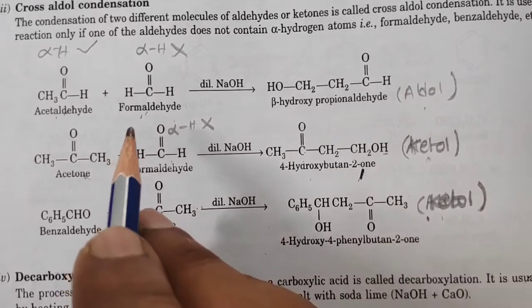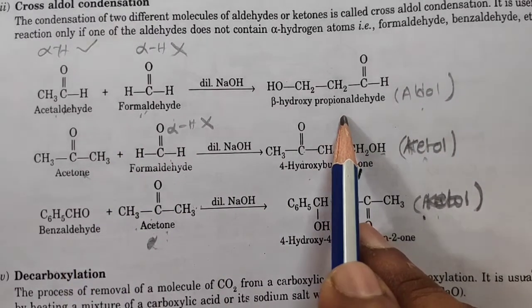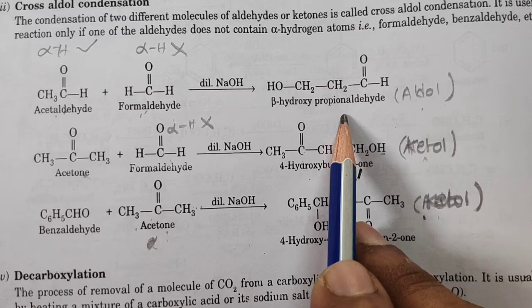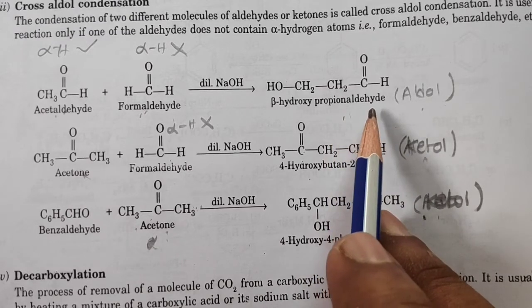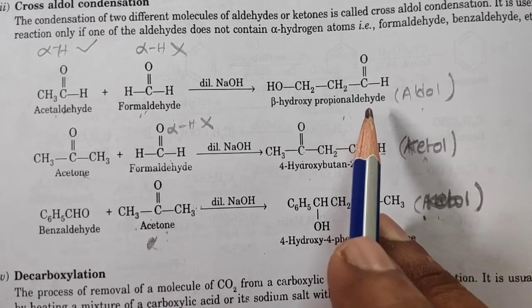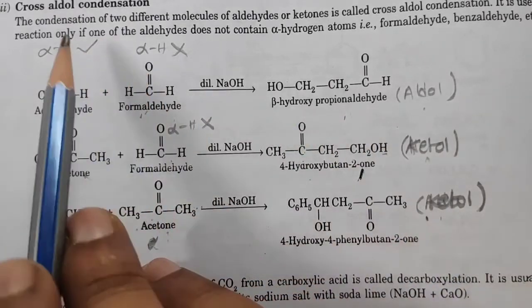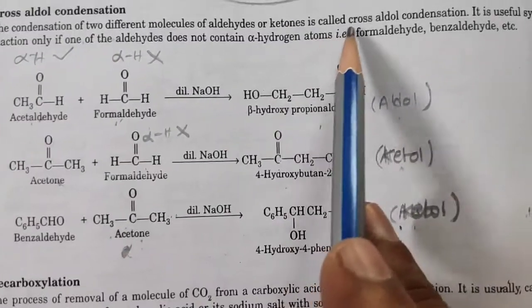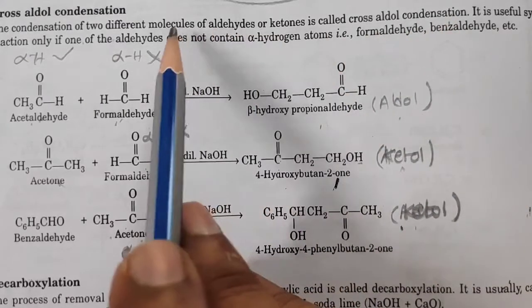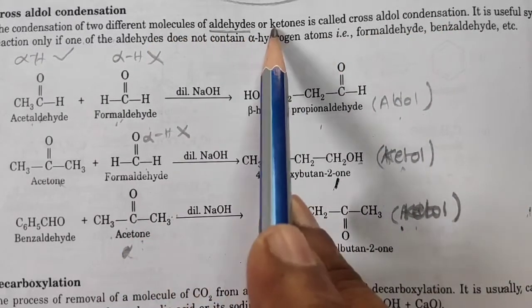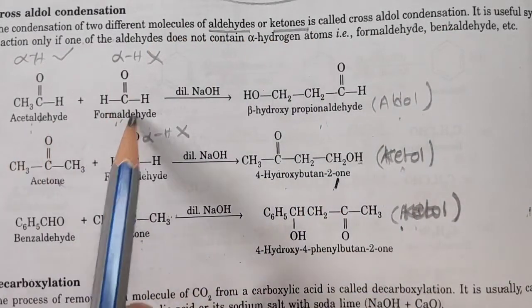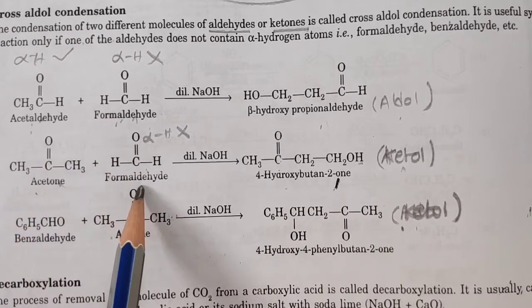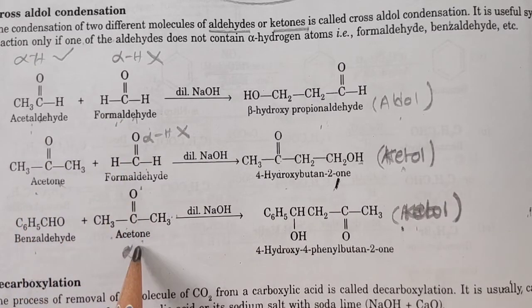Now see, in this case the reaction stops at this position only, because there will be no further formation of enolate ion. That's why it stops here. You have to see the mechanism of the aldol reaction given in your textbook. The condensation of two different molecules of aldehyde or ketone is called cross aldol condensation. Remember, different molecules of aldehyde or ketone means you take both aldehydes, or one ketone and one aldehyde, or one aldehyde and one ketone.